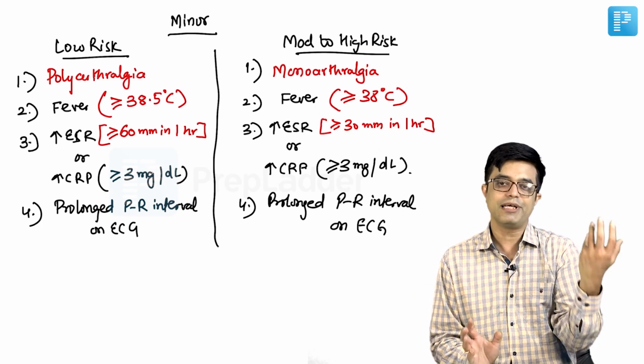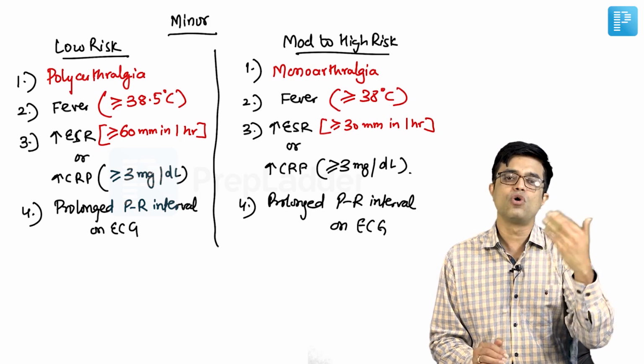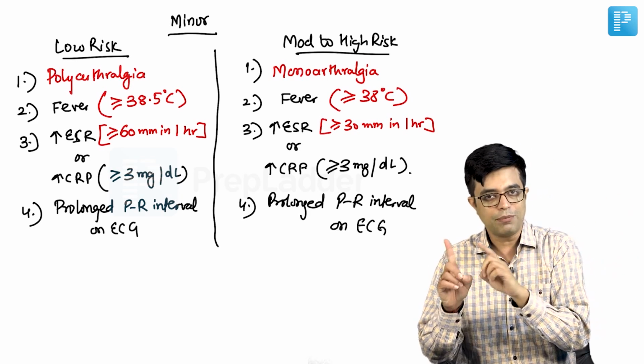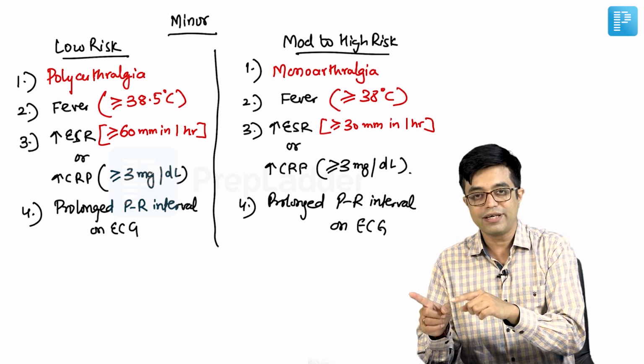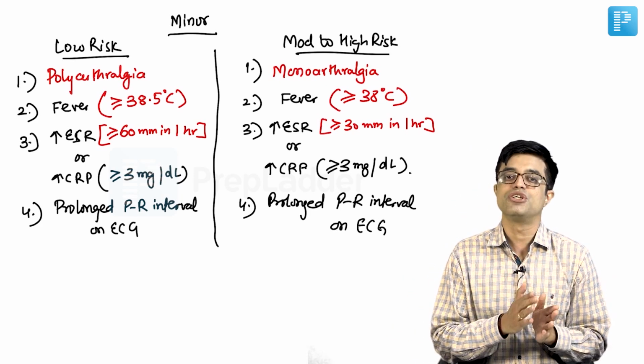Suppose there is no patient with carditis, right, but only prolonged PR interval is present, then you will take it as a minor criteria and not as a major criteria, correct? So I hope the message has gone through.